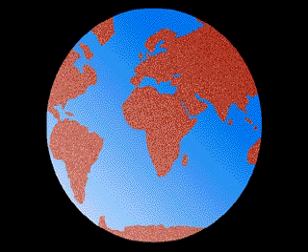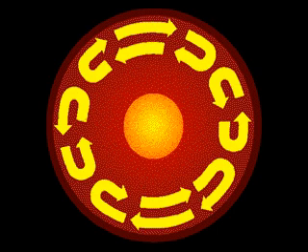The Earth's crust consists of rigid plates which are continually shifting position. The plates are moved by convection currents in the molten layer beneath the surface.